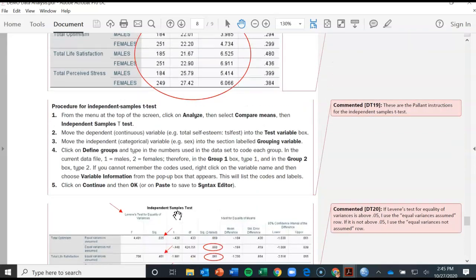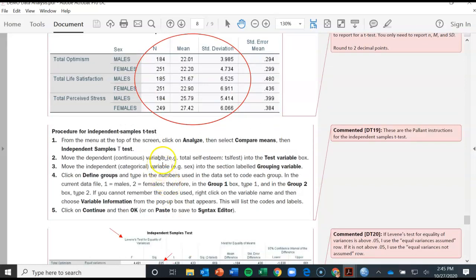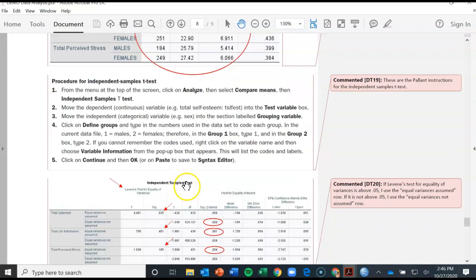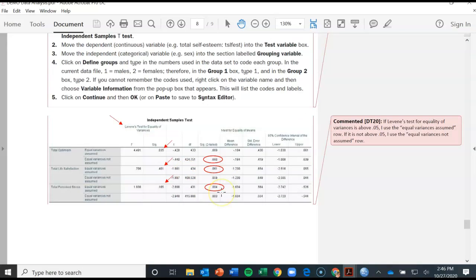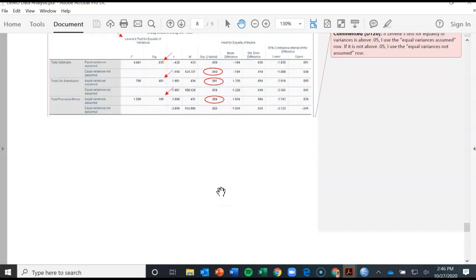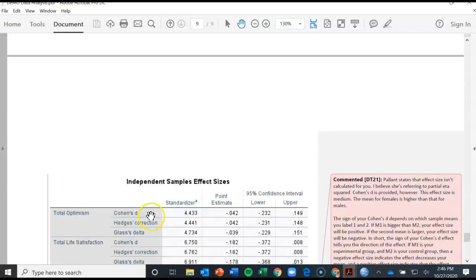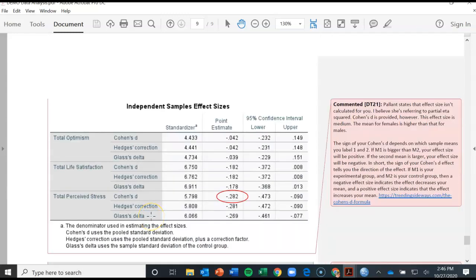Now, before you go any further, you can take a peek back at your means, because these are the two means that you've been comparing. And what you see is that females are reporting a somewhat higher mean than males. And the t-test shows a significant difference. Now you have to ask yourself, how meaningful is that difference? And that's where effect size comes into play.